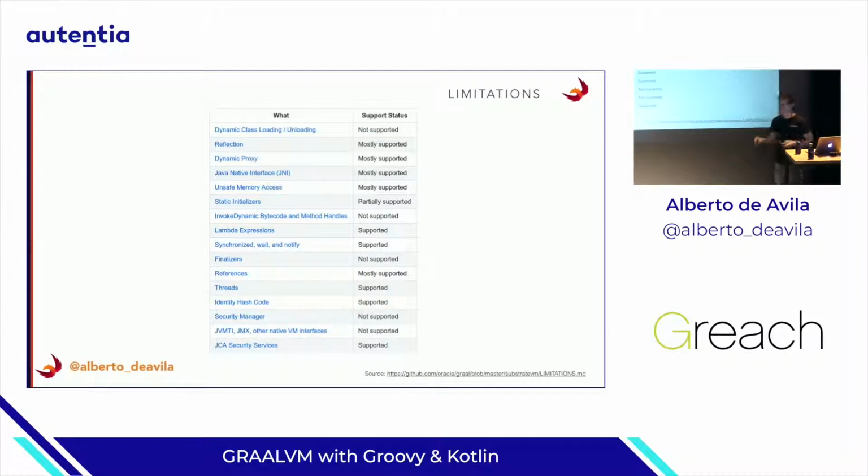This is a more or less complete list of the features that are supported, partially supported, or not supported when using native images. For example, finalizers, you cannot use them with native images. Or for example, static initializers, which are only partially supported. So if you want to read more, you have to go to the Substrate VM project and read it very well to know if you can use it in your projects.